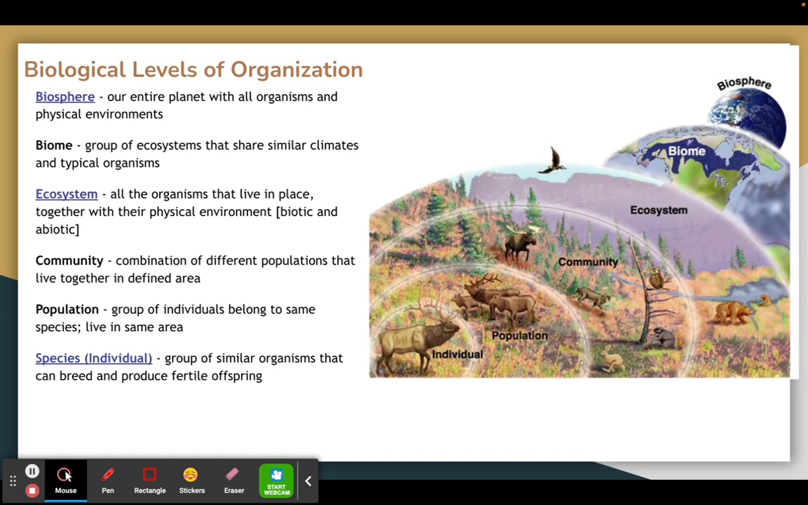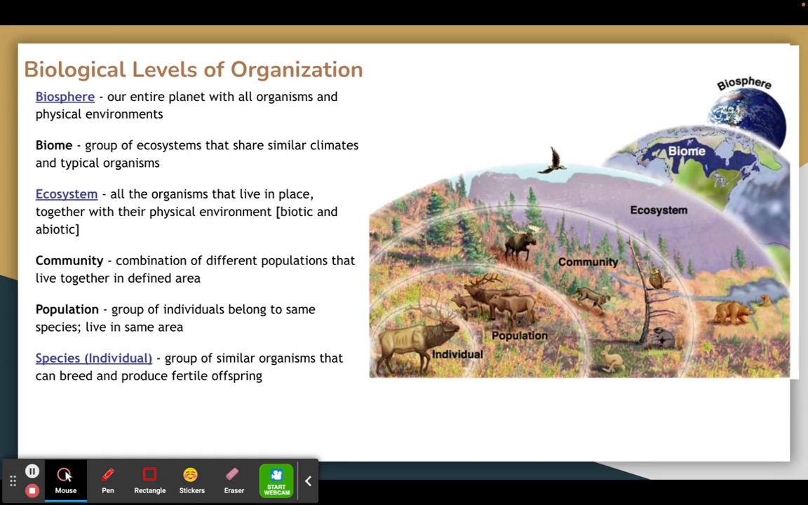So this is only the living things in that area. You've got the moose, you've got some spruce and pine trees, you've got an owl, you have a gopher, you've got grasses and flowers. All of those living things. Now we're not concerned with the non-living things.